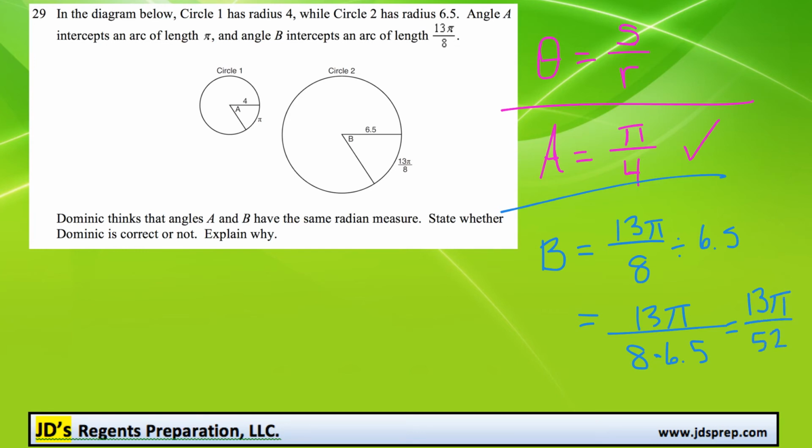And we can simplify that. Both 13 and 52 can be divided by 13 to get pi over 4. So we know B is equal to pi over 4. So look at that. They are indeed both the same value. So we can conclude that the angles A and B do have the same radian measure.